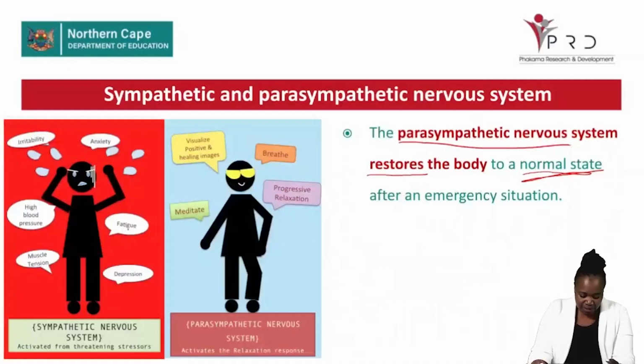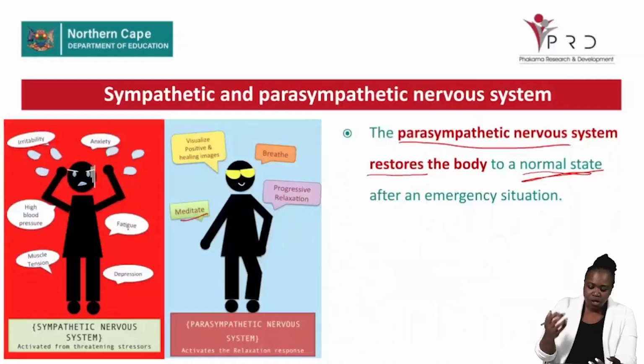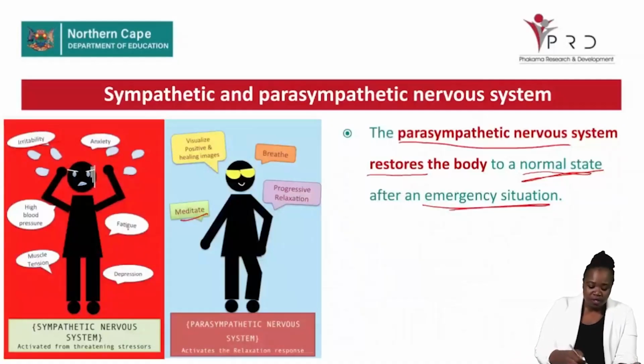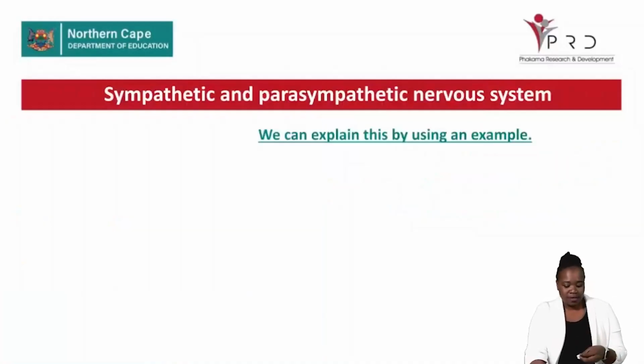However, with the parasympathetic nervous system, you would be breathing, you would be meditating, you would be visualizing positive and healing images. You would also be very much relaxed, because now everything is calm, everything is back to normal, and there is no emergency situation. Because who would be relaxed, who would be meditating, who would be experiencing progressive relaxation during an emergency situation? No one, right? Now, when you are relaxed, it means that there is no emergency situation. Now the parasympathetic nervous system has kicked in and you are just relaxed.